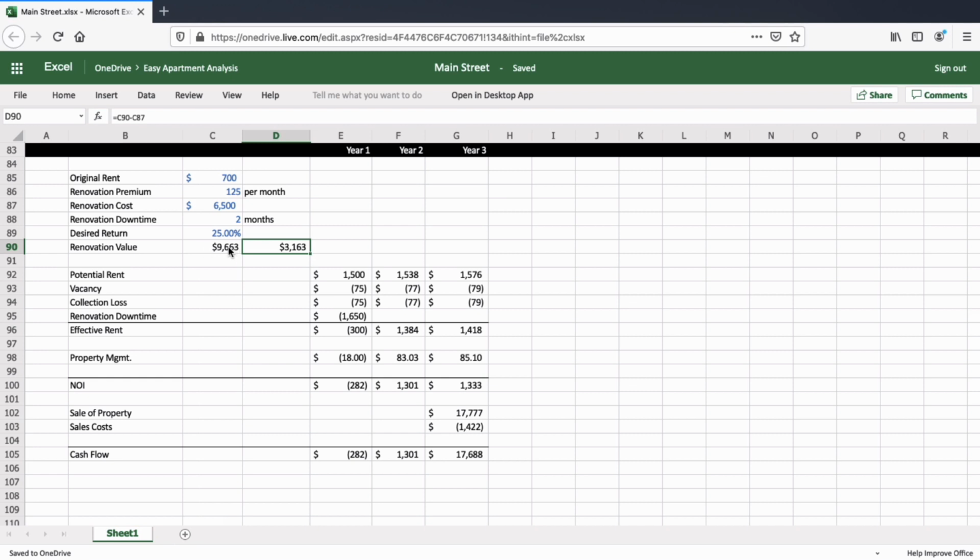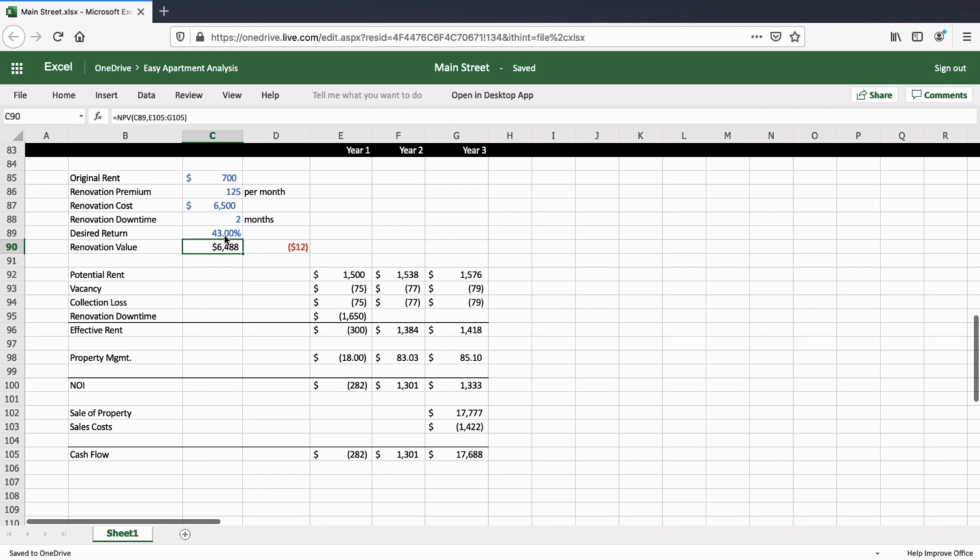So let's calculate what the return really is. I'm going to adjust the desired return upwards until this number over here is 0 and until this is equal to $6,500. Let's go with 35%. Okay, I'm going to increase it to 45%. Okay, that went a little too high, but we're getting close. We're within $200 of our renovation cost. So we're looking at almost a 45% return. Let's just do 44%. See if that, okay? Let's try 43%. Okay, 43%.